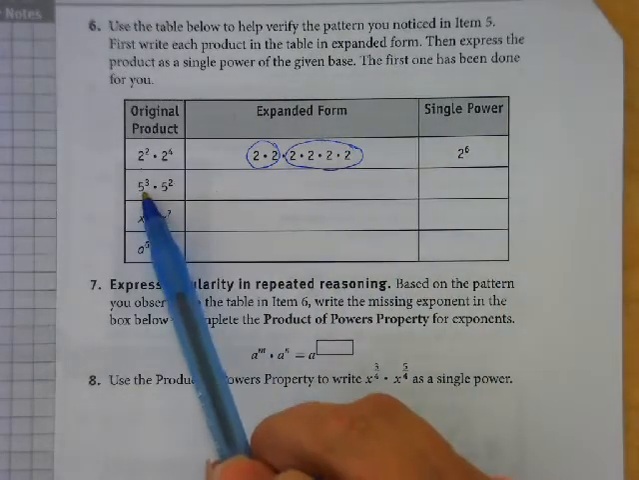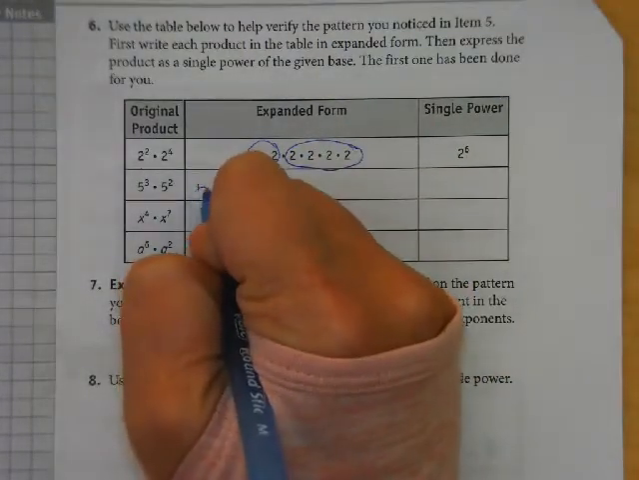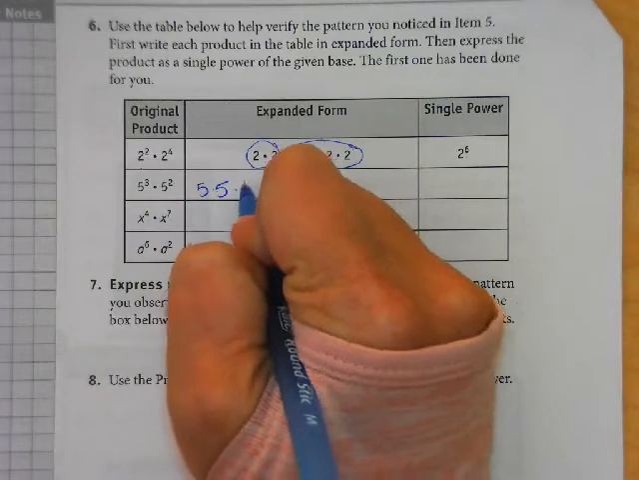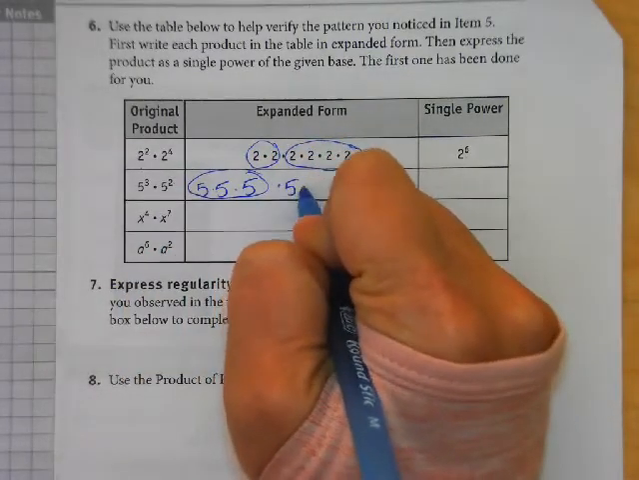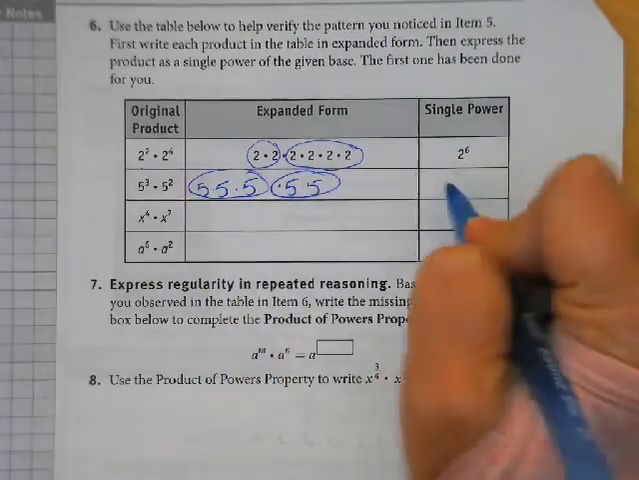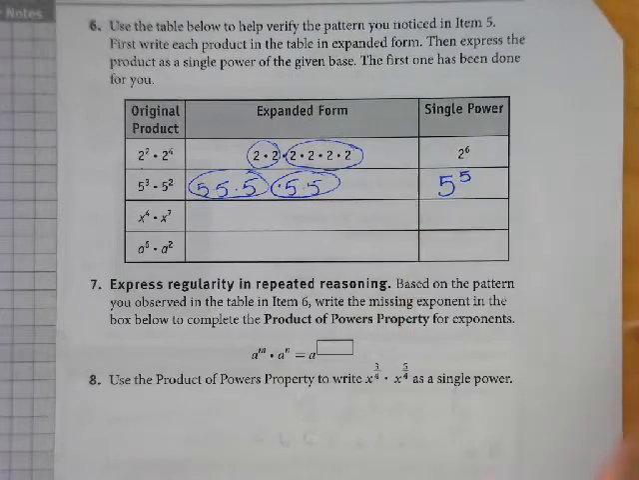If we wanted to expand out 5 to the 3rd, what would we write? 5 times 5 times 5. And then 5 squared is 5 times 5. So how many 5s do I have? 5 to the 5th power.